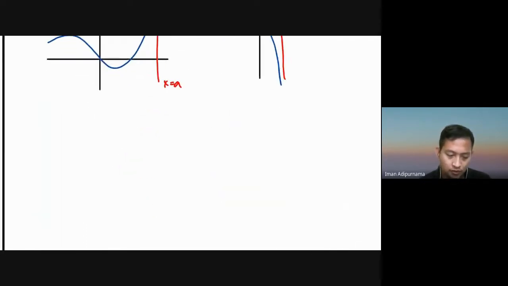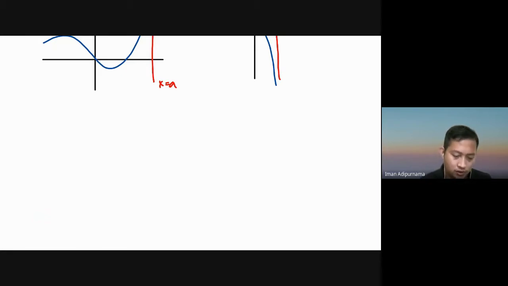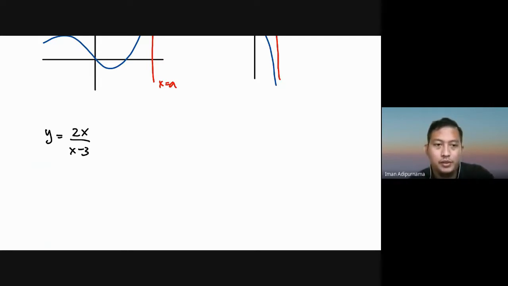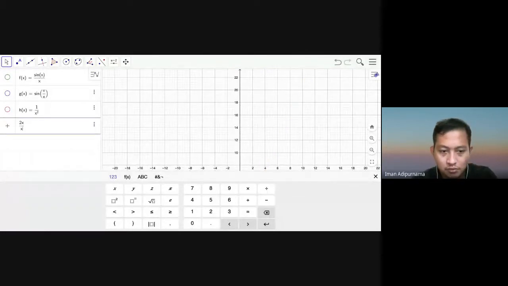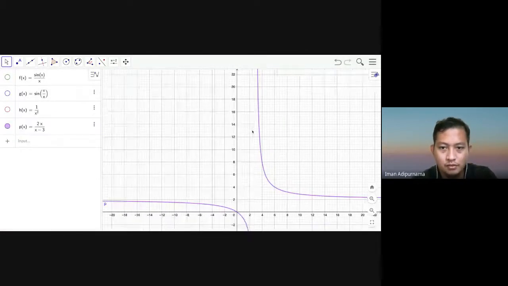How about this function? Let's just graph it in GeoGebra here. And let me write 2x divided by x minus 3. Right, now we have an interesting graph here.